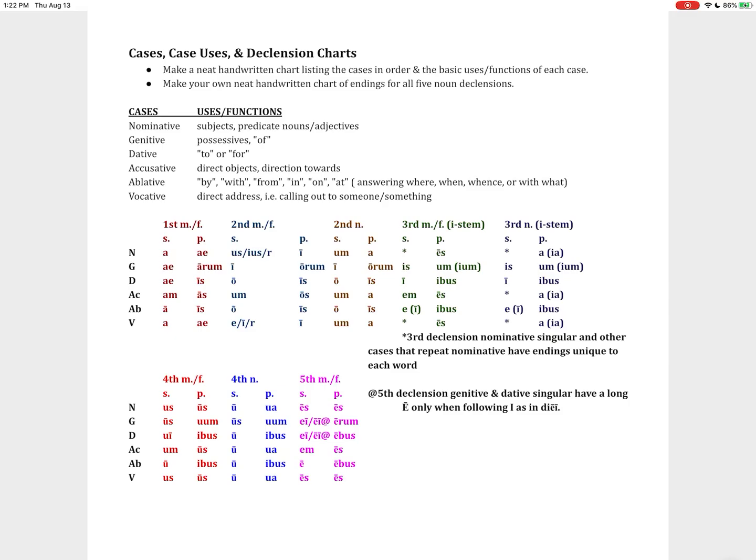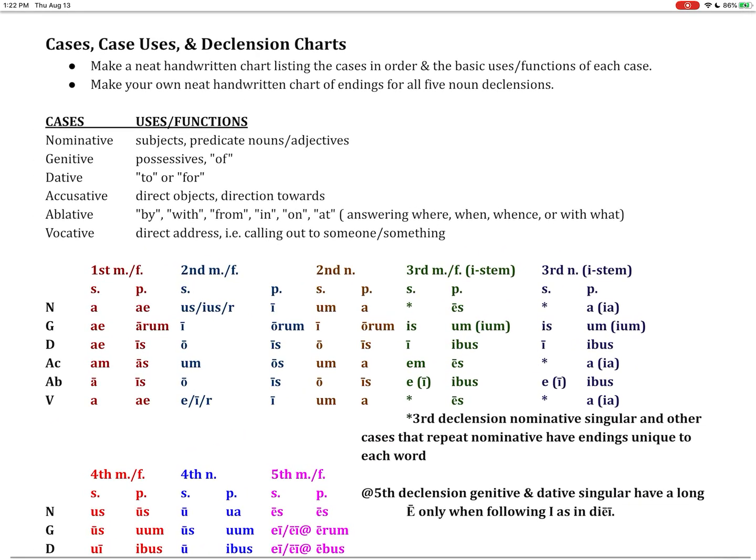Alright, the first section is going to be the case uses or functions. As you see here in the review project from last year, nominative is for subjects or for predicate nouns and adjectives, and genitive is for possessives or when you have "of." So in the song we sing, genitive is for whose or of, right? So who does it belong to?